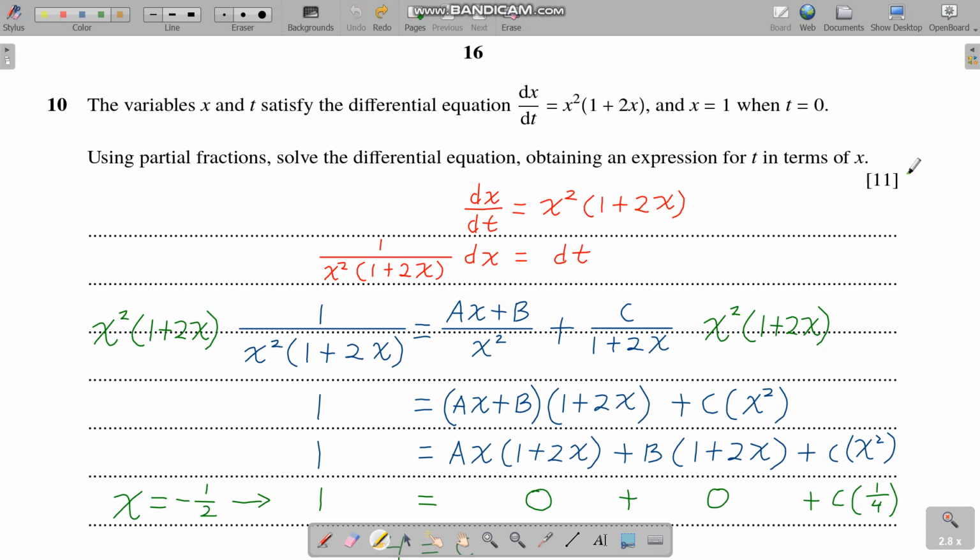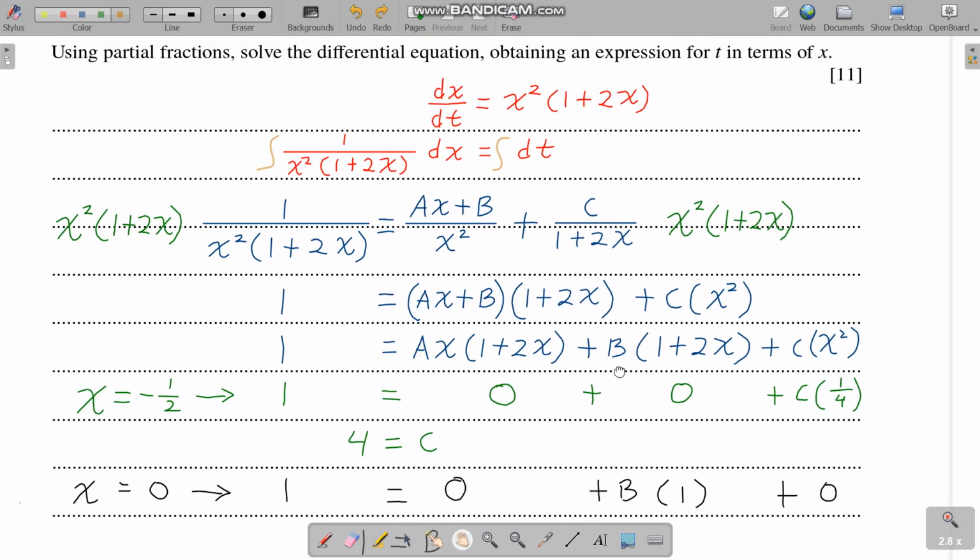Okay, so the first step is to separate the variables, everything with x on the left, everything with t on the right. So just multiply both sides by dt, and we divide both sides by this guy here. Okay, so we just swap these two expressions here. So this is what we're trying to integrate, and we have to use partial fractions decomposition for this guy here. So now we're doing the partial fractions.